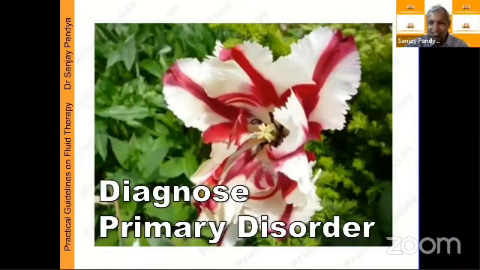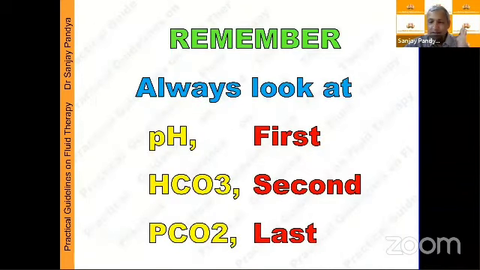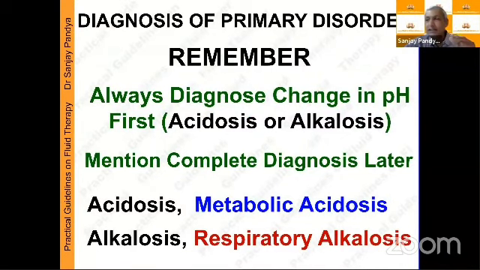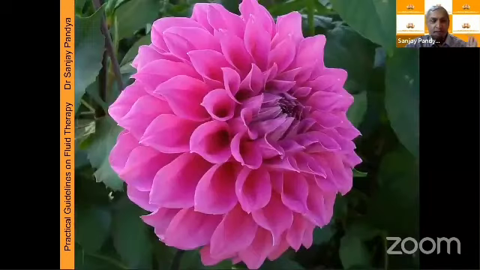And now come the flowers, and therefore it's going to be your time to diagnose the primary acid-base disorder. See, we have a simple rule. It's not always so, but for today's webinar, we have a simple rule. Look at the pH first, bicarbonate second, and PCO2 last. Whenever you are replying, first speak the diagnosis of the change in pH: it's acidosis, and then you will say it's metabolic acidosis. It's alkalosis, then you will complete the diagnosis by saying it's respiratory alkalosis. For students, I am teaching, and therefore for them, this will be a simple method to learn.